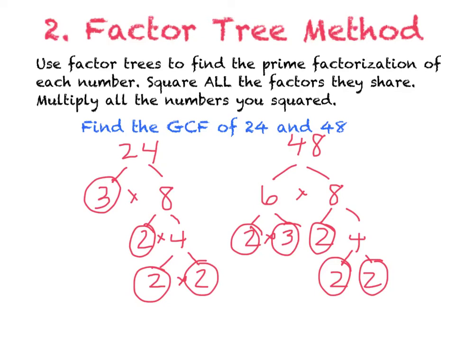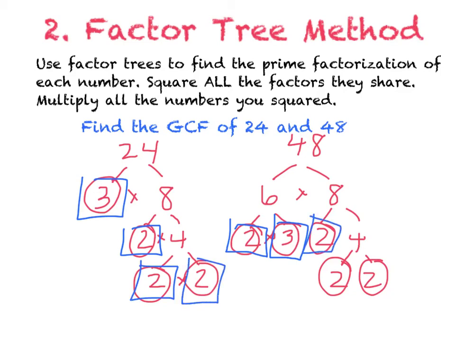Now I'm going to put a square around all the ones they have in common. So I have a 3 here, and I have a 3 here. I have a 2 there, and a 2 on the other side. I have another 2, and another 2, and I have another 2, and another 2. So this time I'm multiplying 3 times 2 times 2 times 2. Again, I'm only counting each one once.